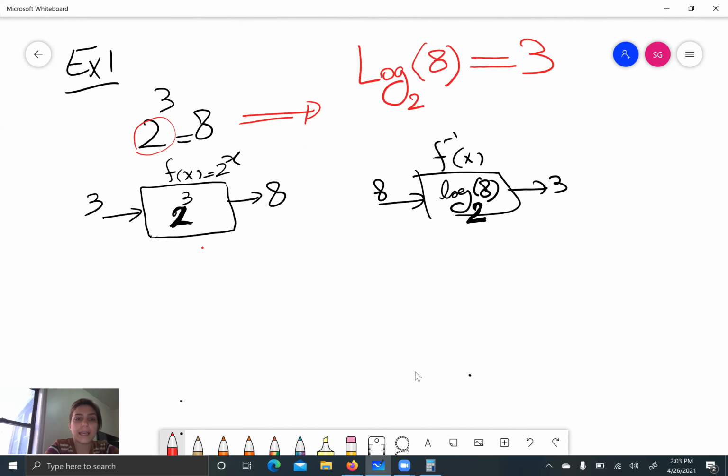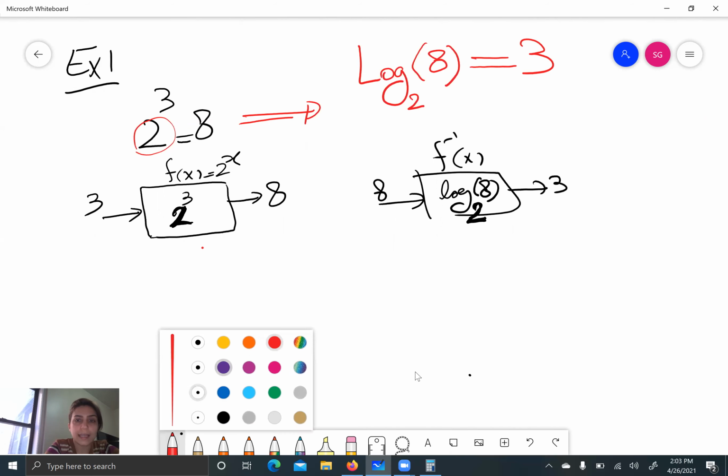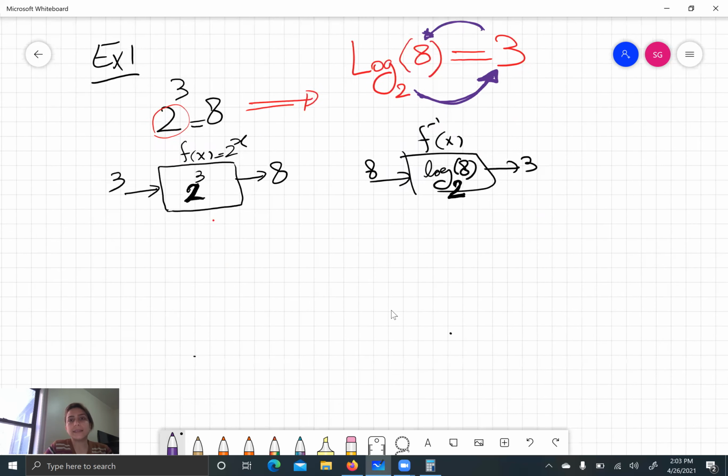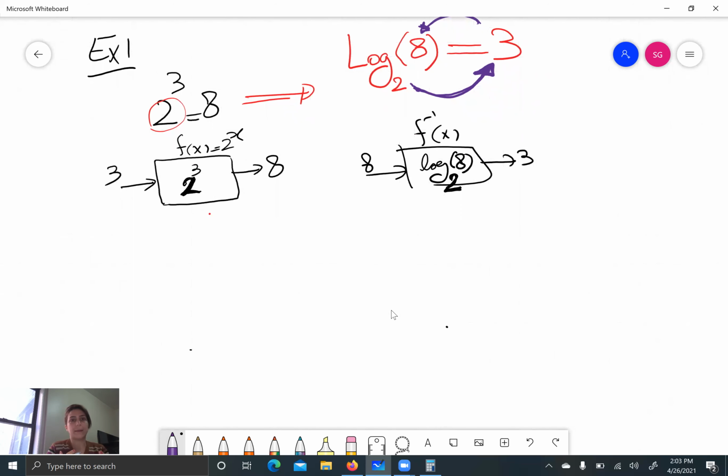Alternatively, you can say 2 to the power of 3 gives me 8. Or in other words, 2 cubed is 8. You see, 2 cubed is 8. So it's like they are saying the same thing. It's just a different way to express this relationship.